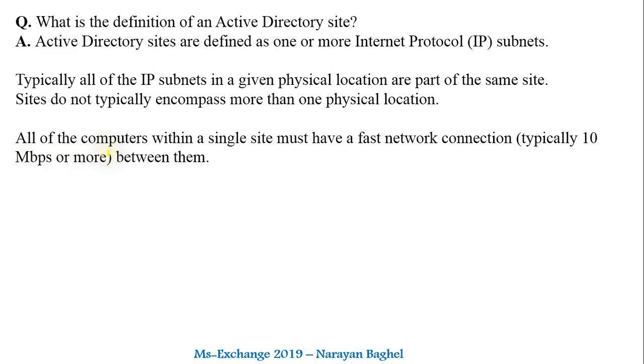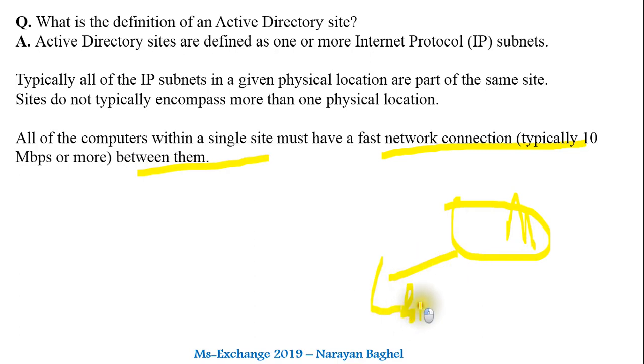All of the computers within a single site must have a fast connection, typically 10 mbps or more between them. For example, this is your Mumbai office, you have one more office in Bangalore, so that Bangalore will be your site and it will be connected through internet, and you can create a site. So this link should be very good, and for that you need to use one separate IP subnet, a small network, okay, separate.